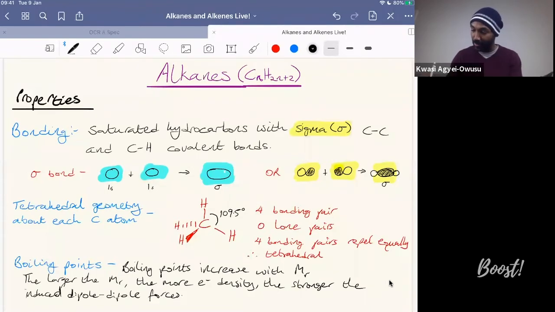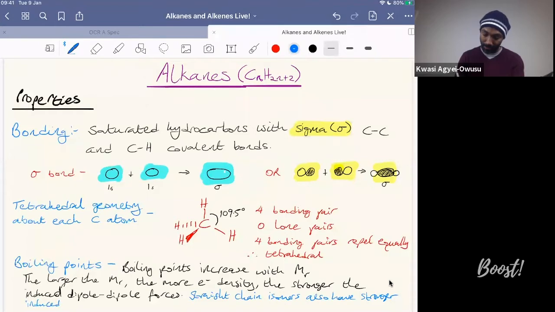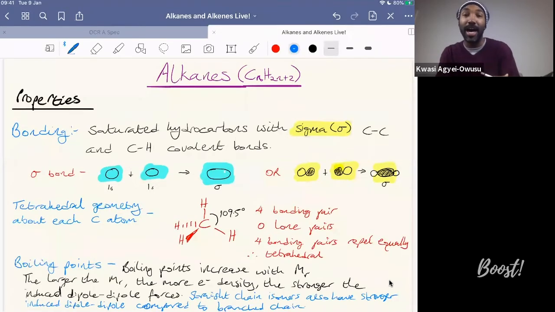So let's do that in perhaps a different color. Okay, so straight chain isomers also have stronger dipole-dipole compared to branch chain. Okay, so that's what we want to talk about as far as the properties of the alkanes are concerned.